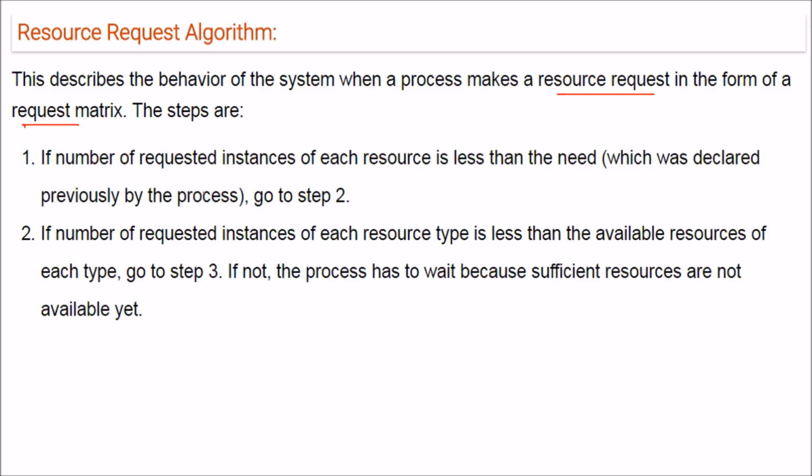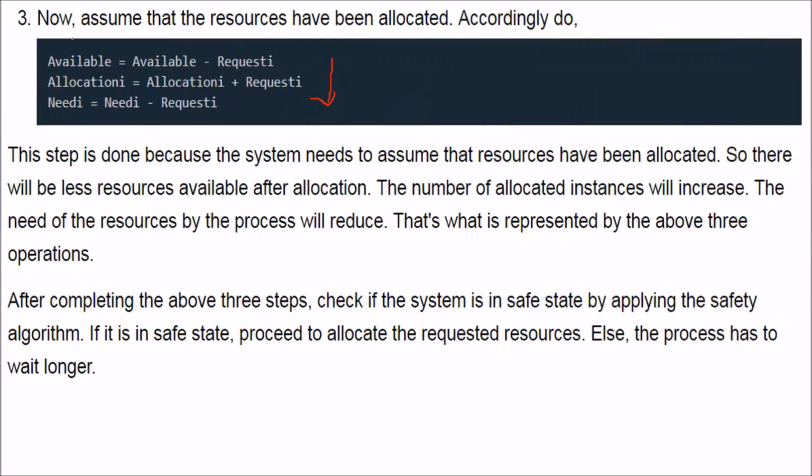The steps would be: if the number of requested instances of each resource is less than the need, that is, which was declared previously by the process. The process has asked that it will require this. So if the number of requested instances of each resource is not more than the need, we go to step 2. If the number of requested instances of each resource type is less than the available resources of each type, then we go to step 3. Otherwise, the process has to wait because sufficient resources are not available.